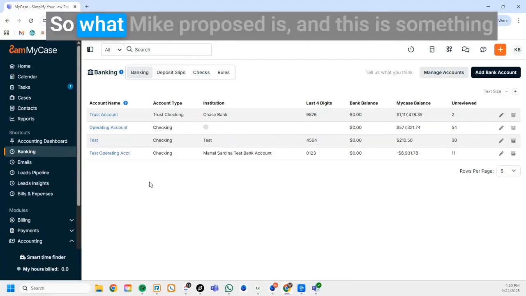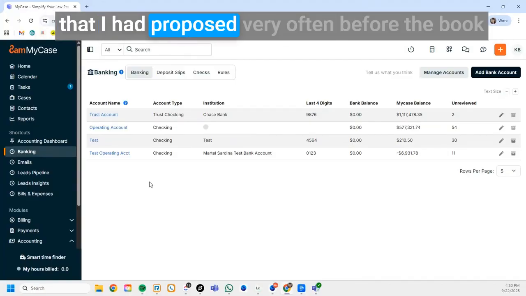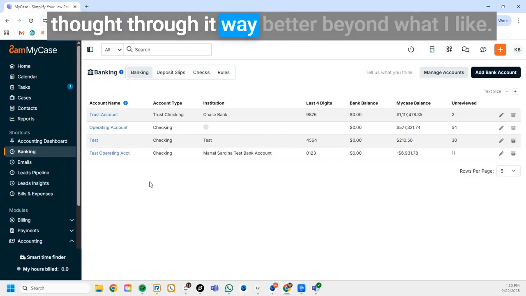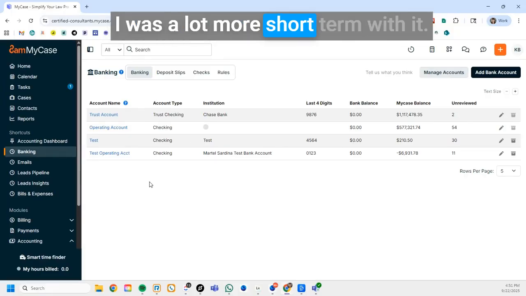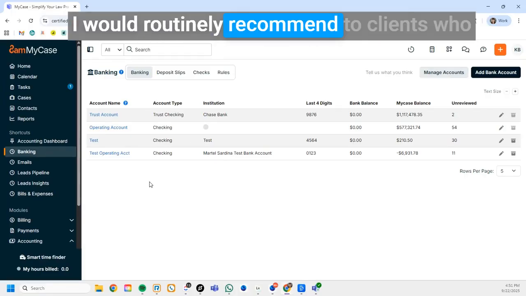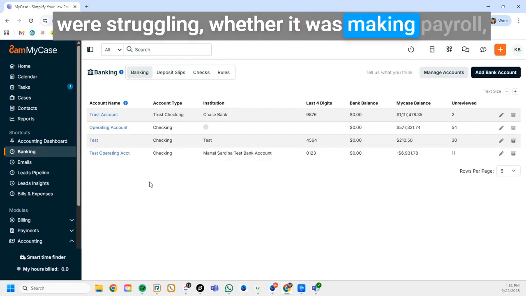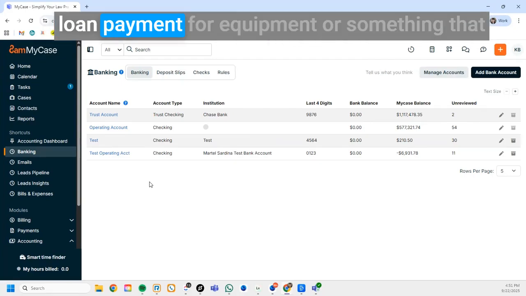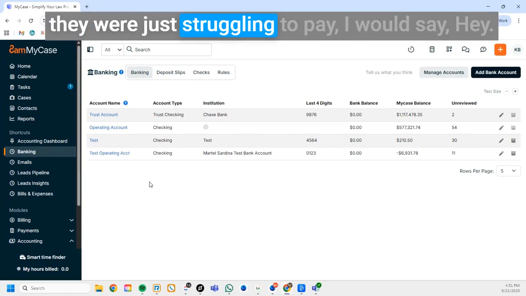So what Mike proposes, and this is something that I had proposed very often before the book Profit First was written, but admittedly, Mike thought through it way better; I was a lot more short term with it. I would routinely recommend to clients who were struggling, whether it was making payroll, paying payroll taxes, sales tax, or maybe a loan payment for equipment, something they were just struggling to pay.